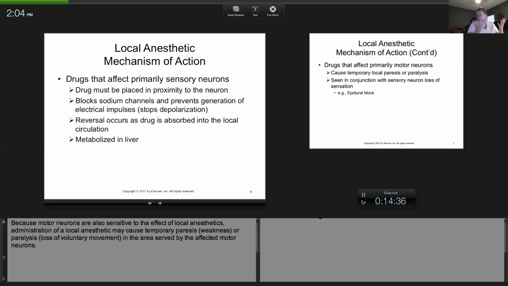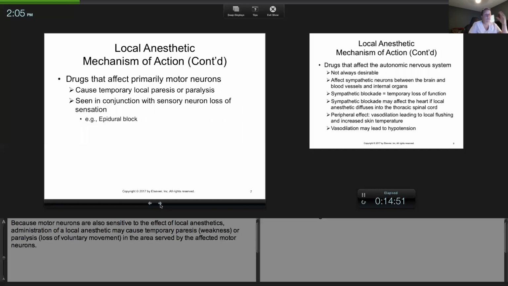And what happens is the drug is removed from circulation. It basically will go to the liver to be cleared. So there is some liver metabolism, although it's not a large amount.